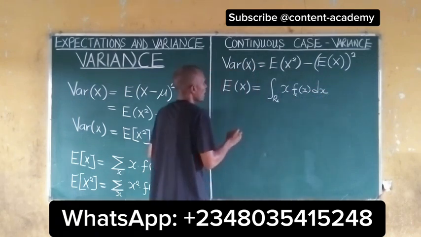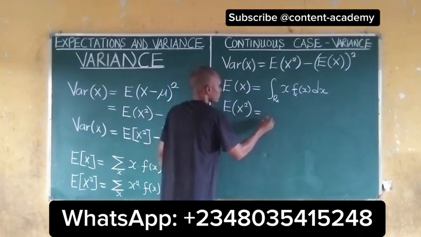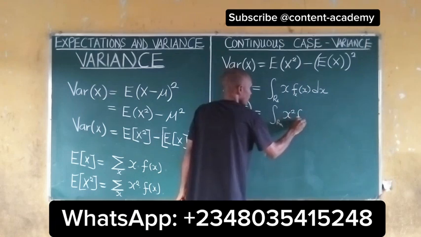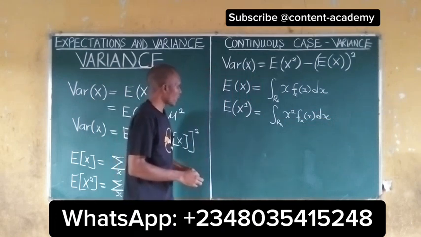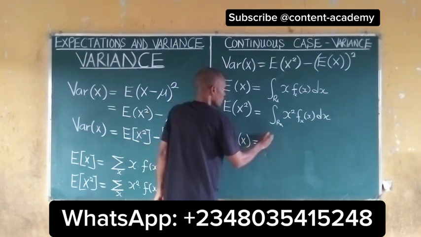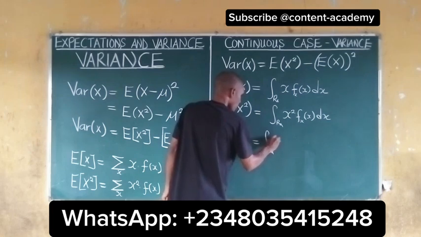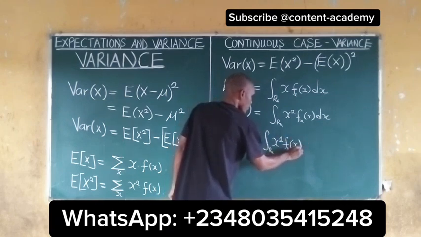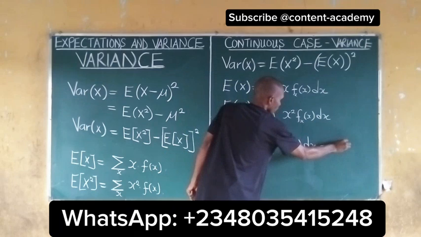while that of the expected value of x squared will have the integral of x squared f of x dx. So we can simply write the variance for the continuous case to be the integral of x squared multiplied by f of x dx minus the mean squared.